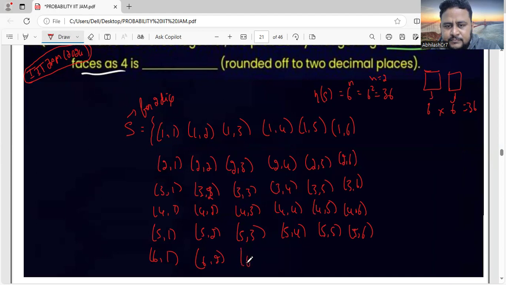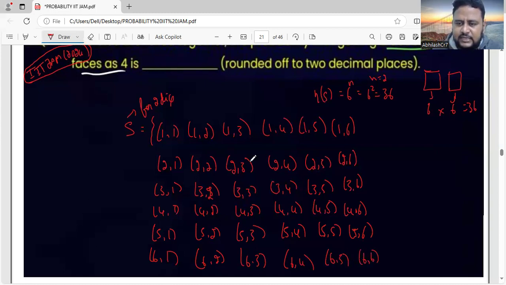6.2, 6.3, 6.4, 6.5, and 6.6. Now here, this is the sample space. In the rows we have 6 and in the columns we have 6. So 6 into 6 is 36. So these are all what? All possible outcomes. This n of S will be equal to 36, if you count, friends. That is what I wrote here. For 2 dice, 6 power 2. For 3 dice, 6 power 3.